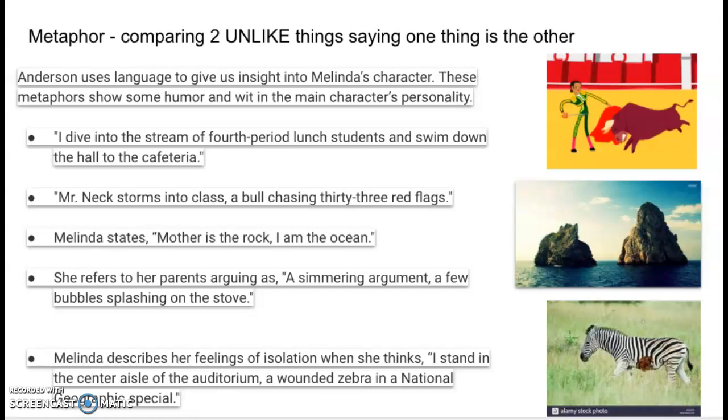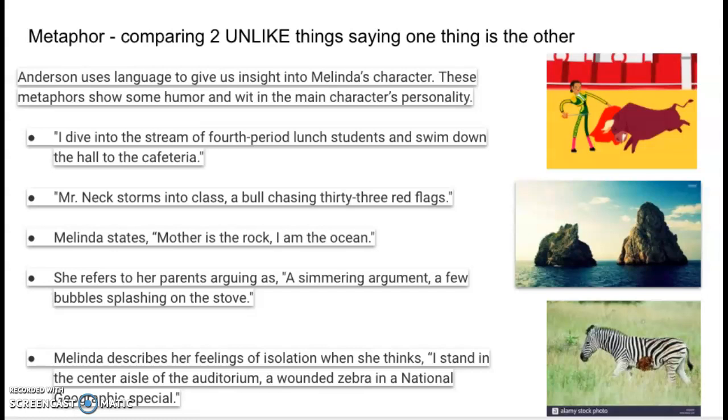And so what are red flags? Well, typically we know that red symbolizes danger or stop, and so do red flags. If you know anything about auto racing, the red flag says this is the caution lap, right? And so Mr. Neck chasing these 33 red flags could ultimately be a symbol of his role as the aggressor or the force in charge of stopping the danger. And so he sees students as these dangers.